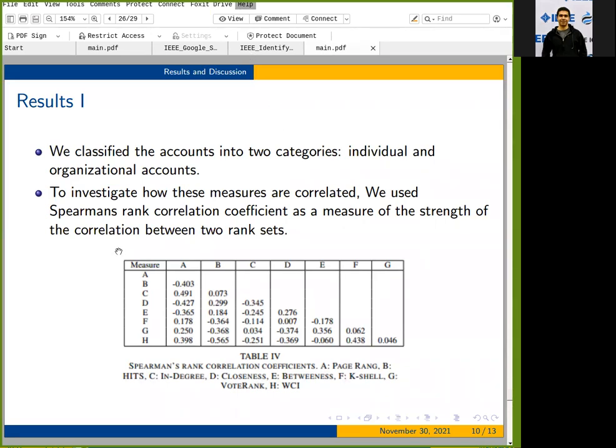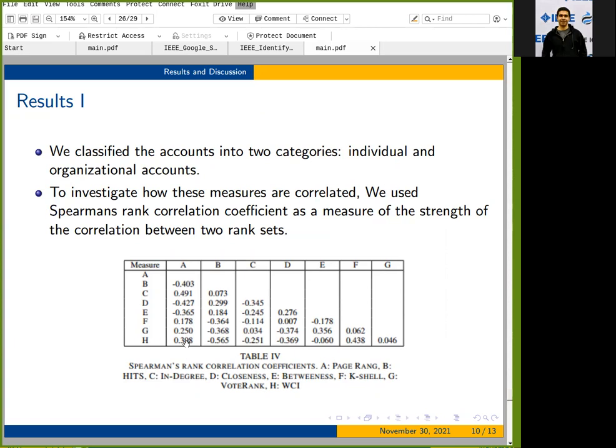So in this table, we show the correlation between the eight metrics that we used, A, B, C, D, E, F, G, and H, and the correlation between them. From this table, we can see, for example, A and C have a positive correlation. A is the PageRank algorithm, and C is the n-degree algorithm. This positive correlation means the top influential accounts found by these two algorithms are very similar.